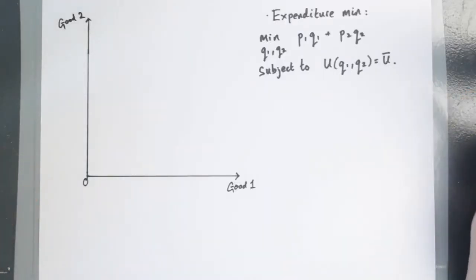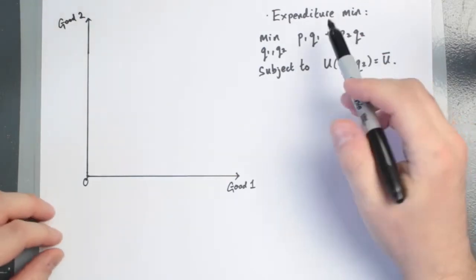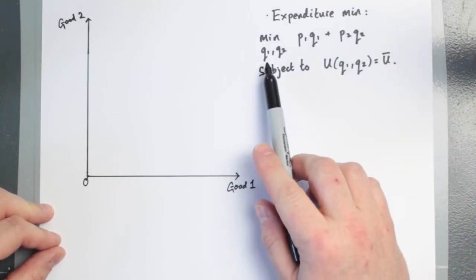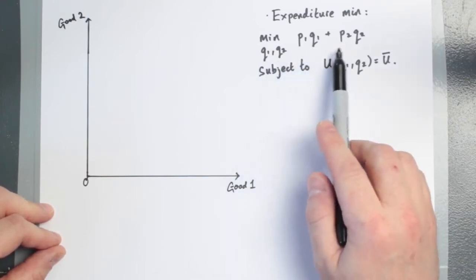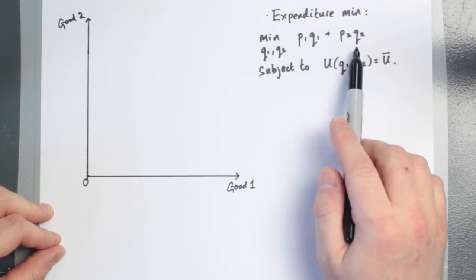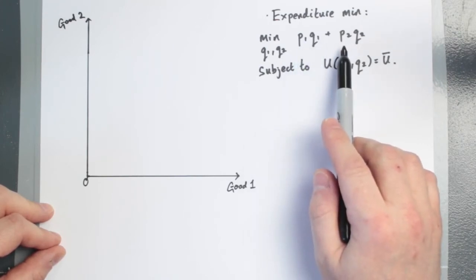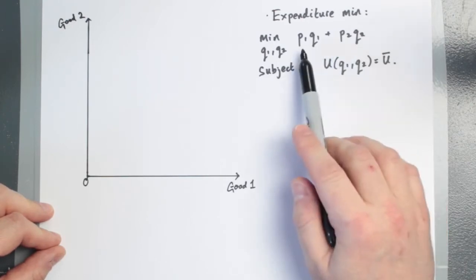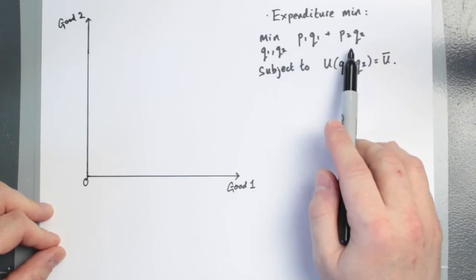So let's have a look graphically at what the expenditure minimization problem looks like. Now, just to recall, the expenditure minimization problem is this: minimize, by choosing an amount of Q1 and an amount of Q2, the expenditure required to purchase the bundle Q1 and Q2. So P1, the price of good 1, and P2, the price of good 2, are given to us. The expenditure required to purchase that bundle is P1 times Q1 plus P2 times Q2. So we want to minimize this expenditure.